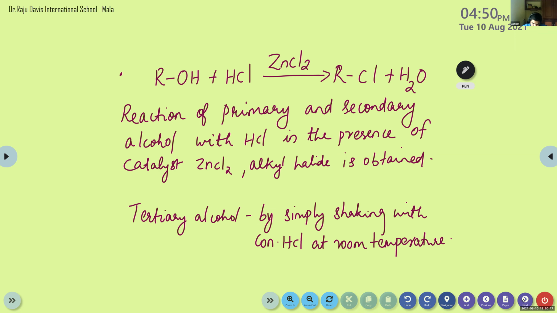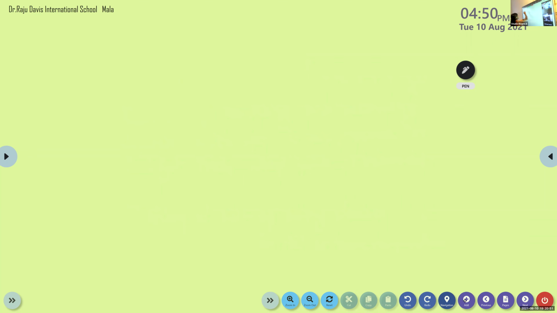Okay. Then the next one, phosphorus tribromide or phosphorus triiodide. Okay, both are halogens, right? Triiodide.